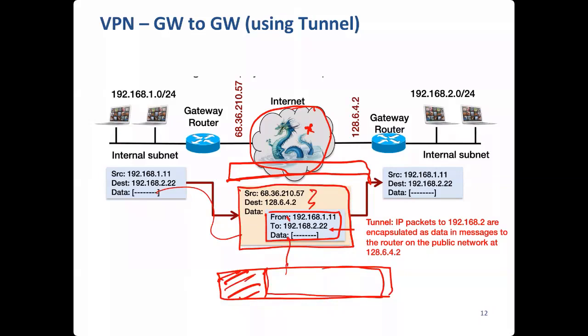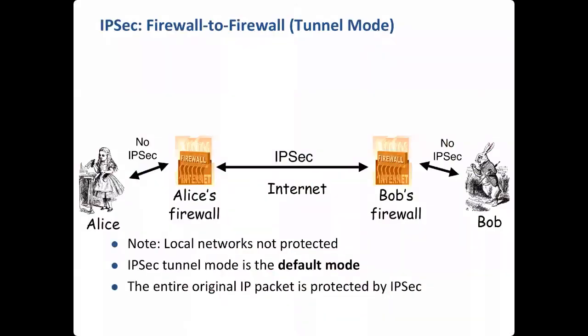So you can see the source and destination remain the same here, because it's the original packet. And then we can see the source here becomes this one for the outer packet, because now this is the source. 68.36.210.57 is the source, and the destination is the IP address of this one, 128.6.4.2. Okay, yes, this is right. The same thing.